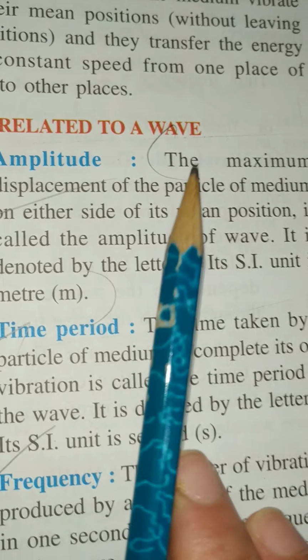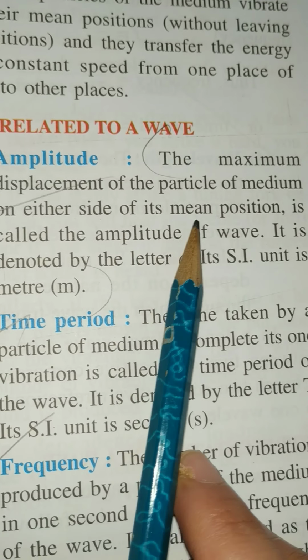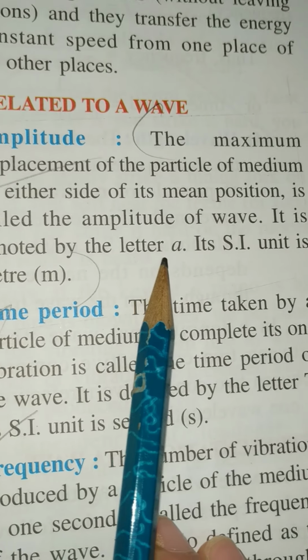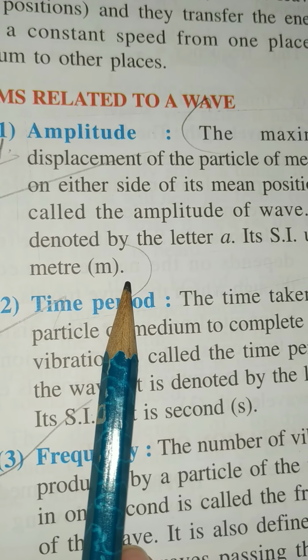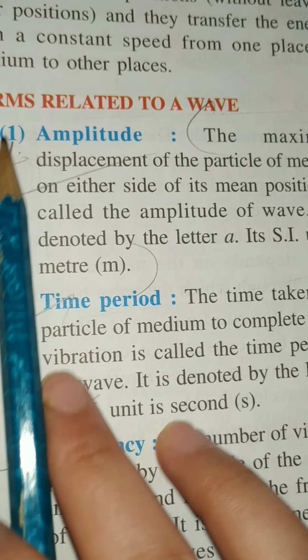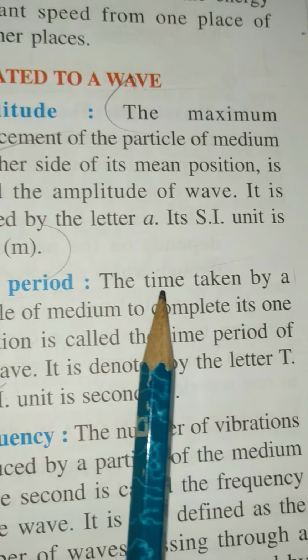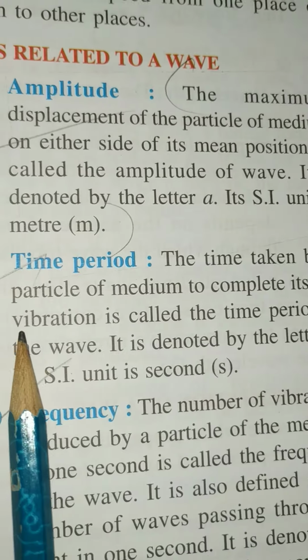So the maximum displacement of the particle of any medium on either side of its mean position is called the amplitude, and it is denoted by the letter A, and its SI unit is meter. Okay, this I will explain to you with the help of the diagram also. Now the time period: the time taken by a particle of the medium to complete its one vibration.